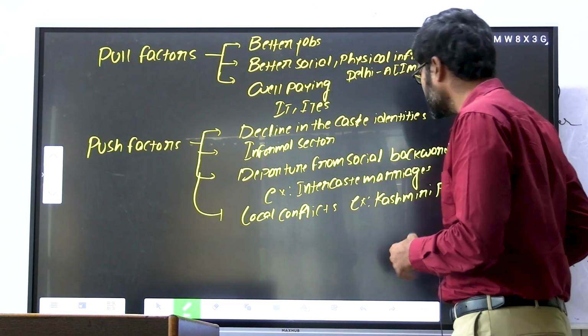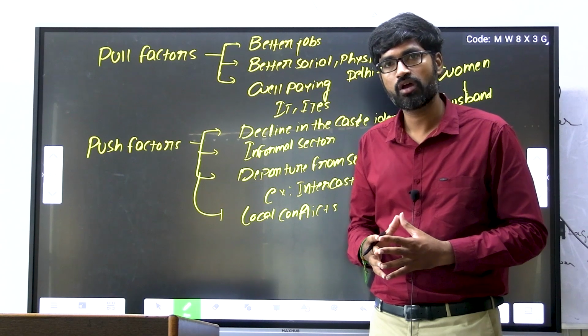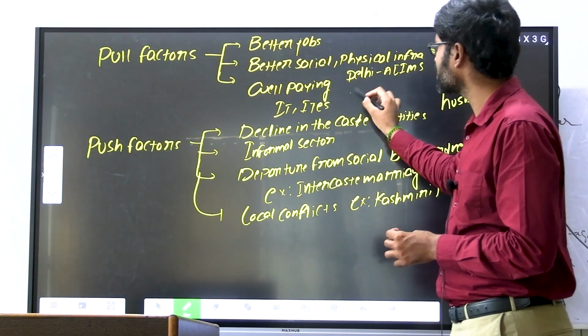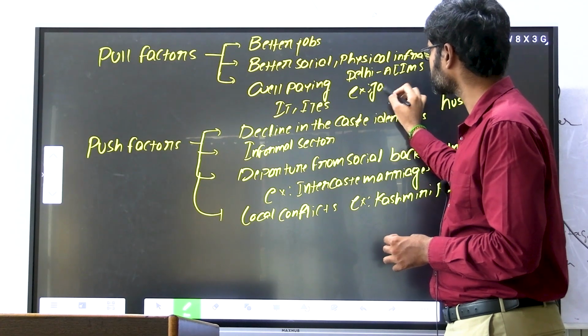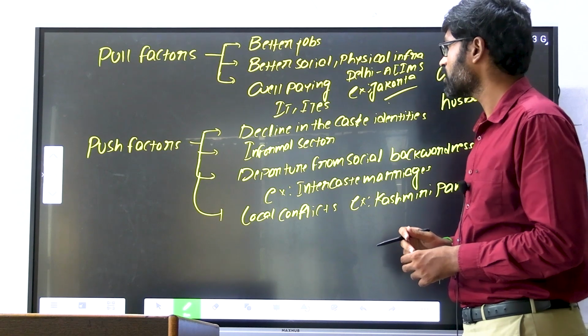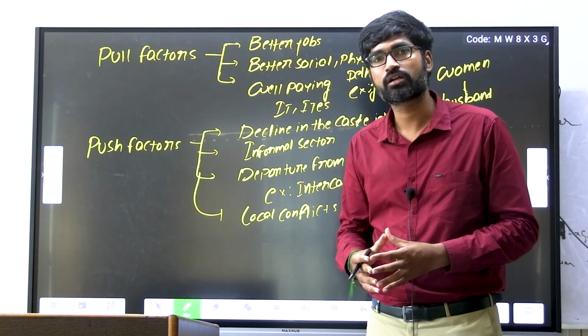Now, you have seen the industrial location, we have seen these things. Now, we need to quote some examples where these factors are working out. Like better infrastructure, well-planned IT. For example, you have Jakarta in Indonesia, which is having better infrastructure. Then we have departure from local conflicts. Kashmiri Pandits you have quoted.